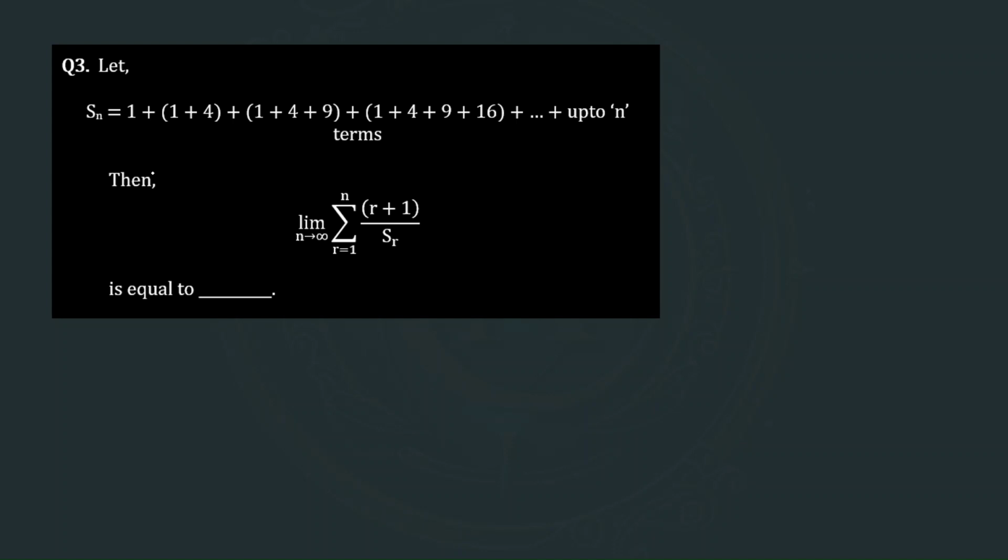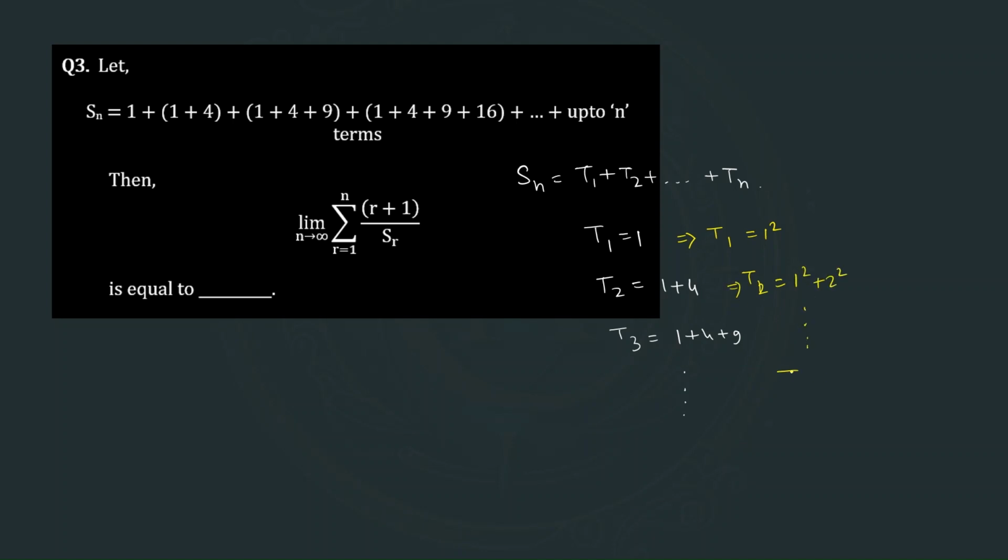So first we have to calculate Sn. Sn is basically T1 plus T2 plus so on up to Tn, where T1 is equal to 1, T2 is equal to 1 plus 4, T3 is equal to 1 plus 4 plus 9, and so on. By observing the pattern, T1 is equal to 1 square, T2 equal to 1 square plus 2 square, and so on. TR will be 1 square plus 2 square plus so on up to R square, basically the sum of squares of the first R natural numbers.